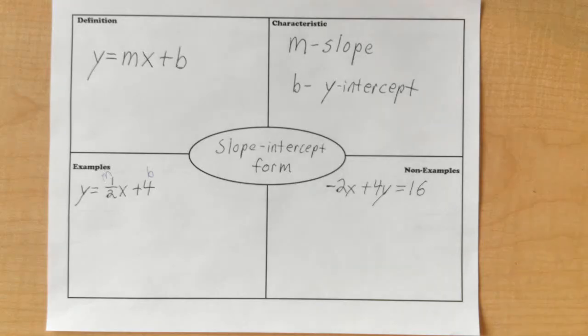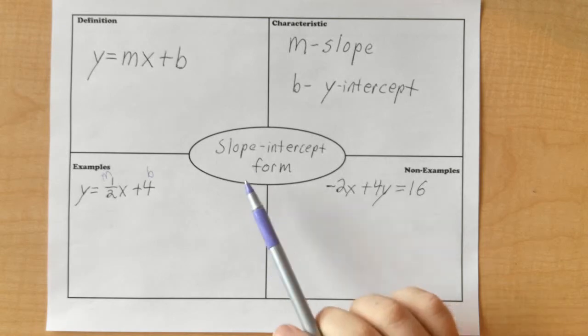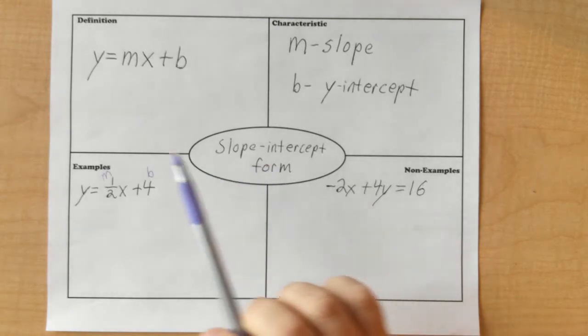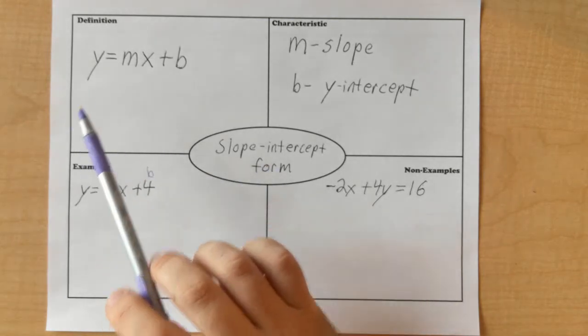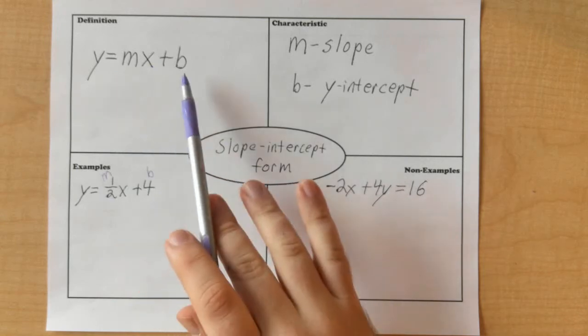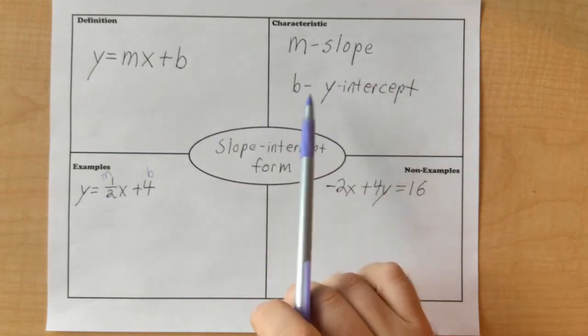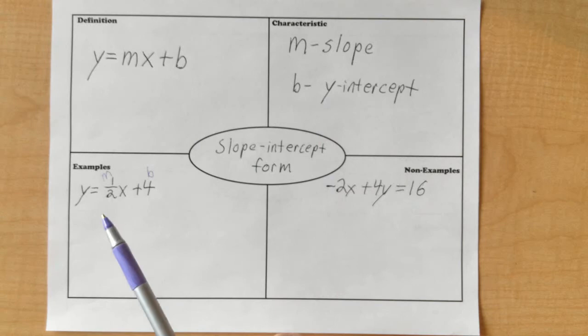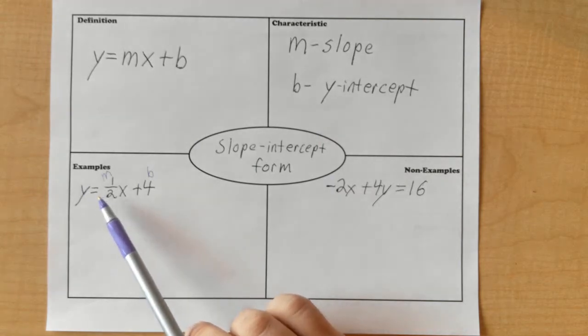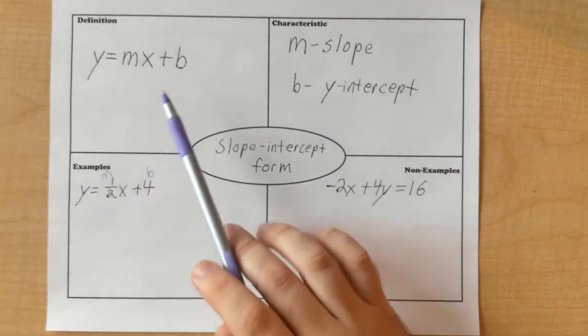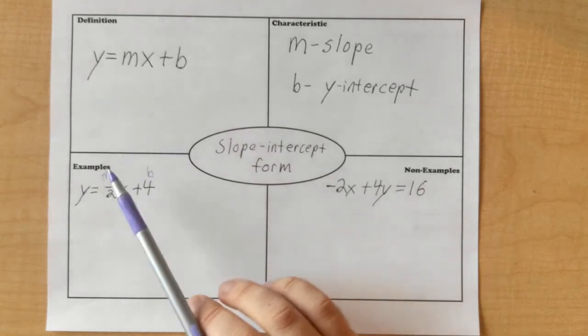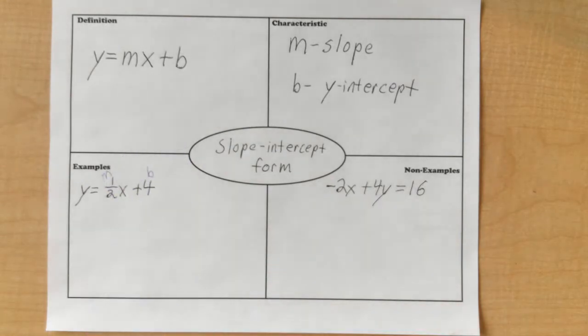Alright, this is going to be a review of vocab here, slope-intercept form. We've seen this equation a lot now, y equals mx plus b, where m is the slope and b is the y-intercept. So this is an example. This equation is in slope-intercept form, and you can see the m and b values.